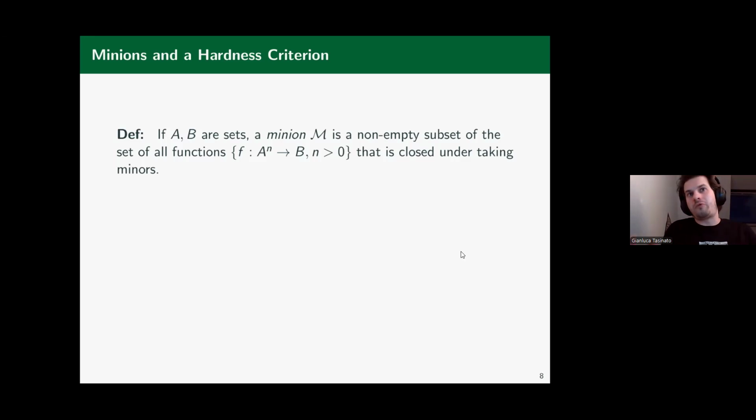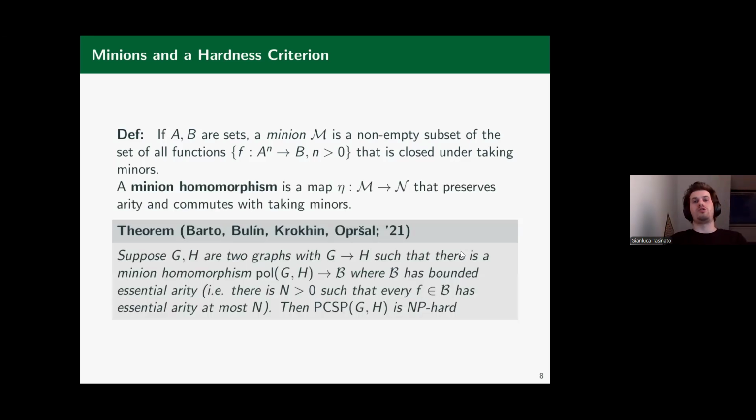Given a function minion, once we have an object, we want to define the corresponding notion of a map between these objects. So what is a minion homomorphism? A minion homomorphism is a map eta from a minion M to a minion N that preserves arity. So if f had arity n, then eta of f has arity n, and it commutes with taking minors. If I first take the minor and then apply eta, it has to be the same as first applying eta and then taking the minor.